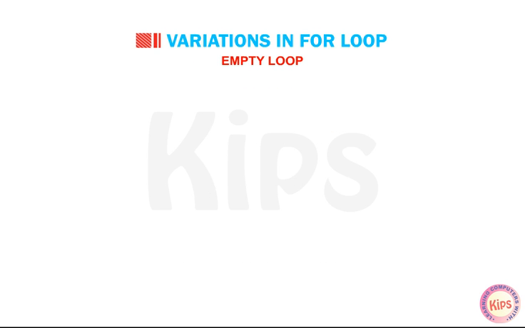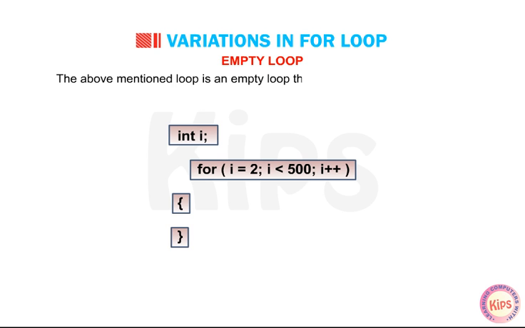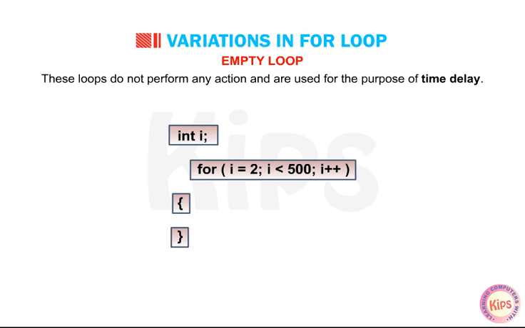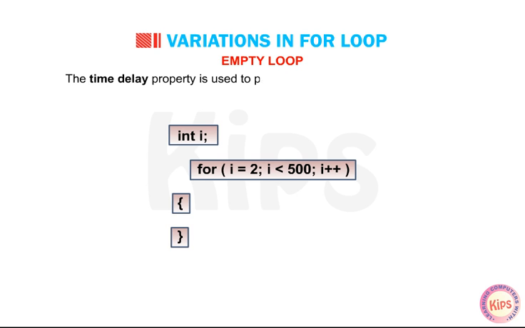Number 4, empty loop. A loop without any statement in its body is called an empty loop. int i; for (i = 2; i < 500; i++) { } The above mentioned loop is an empty loop that has no statement in its body. These loops do not perform any action and are used for the purpose of time delay. The time delay is used to pause the program for a small interval.